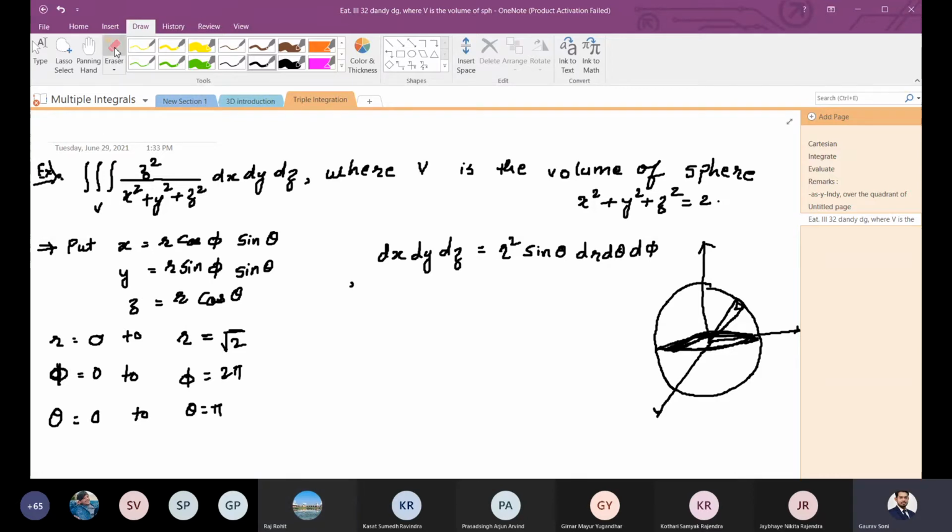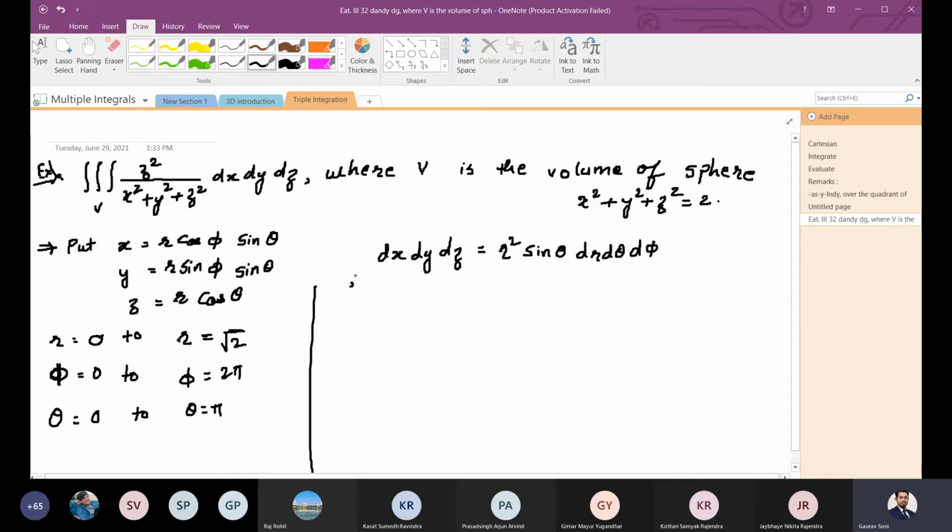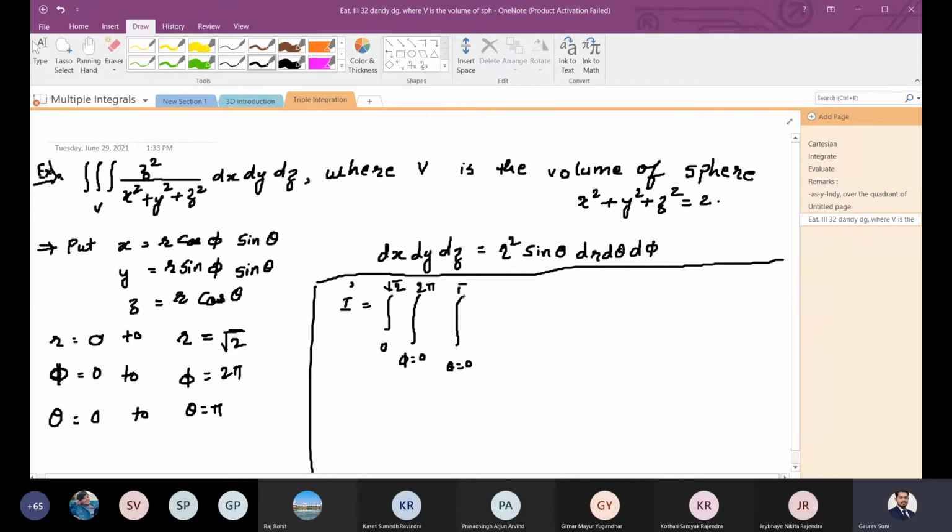So we'll substitute all these values. We have got everything placed: what substitution we need to make and what changes are going to be there. So what do we have? I is equal to the integral of r from 0 to under root 2, phi running from 0 to 2 pi, theta running from 0 to pi.